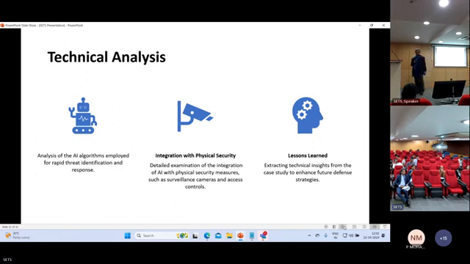The technical analysis of the AI algorithms, what is called rapid threat identification, is important. That means real-time analysis and identification of the threat. And then you have integration with the physical security. So what we do is a detailed examination of the integration process with the AI, such as surveillance cameras and access controls. Sometimes we also use previous experience, extracting technical insights from the case study to enhance future defense strategy. So it's a cyclic process. We do the incident response system, we cover it, and then we use it with integration. And if it is not 100% successful, we learn from the mistakes of what happened, and then we are able to move on.